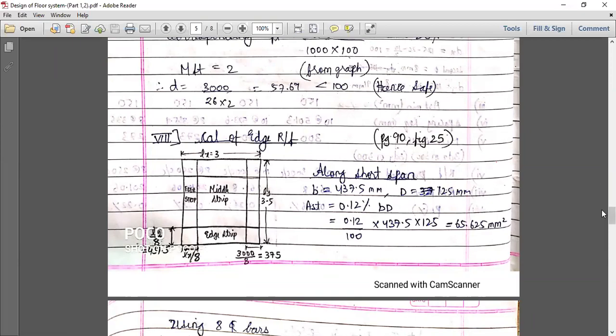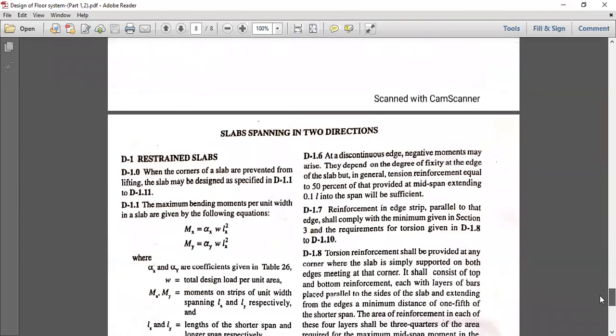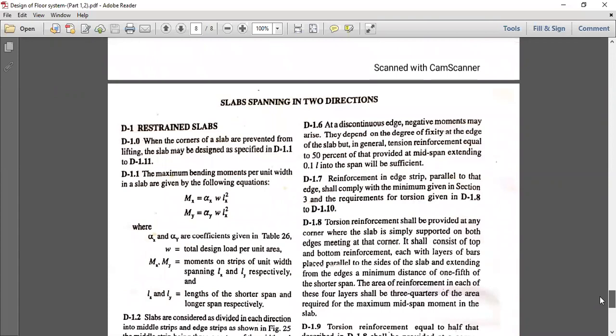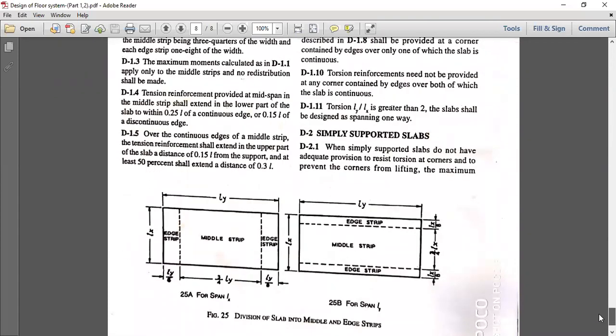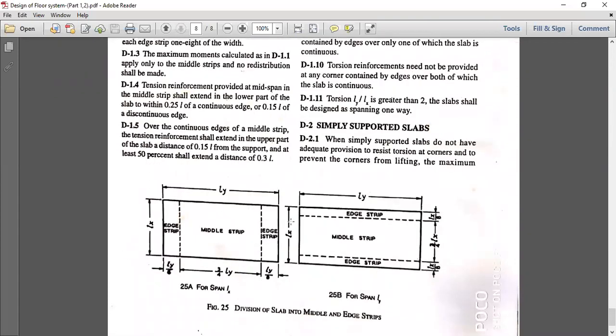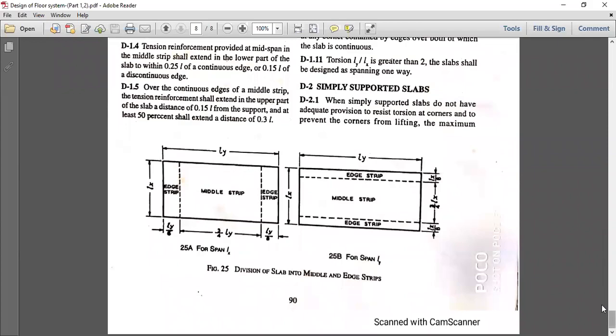How did we get this width? I will show you. Here it is given in the IS code, slabs spanning in two directions. The slab is divided into the middle strip and the edge strip. The width of one strip is given by lx by 8, and the width of the other strip is given by ly by 8. So that is what I have done: I have calculated the width of the strip. You can find this on page number 90 in IS 456 2000.